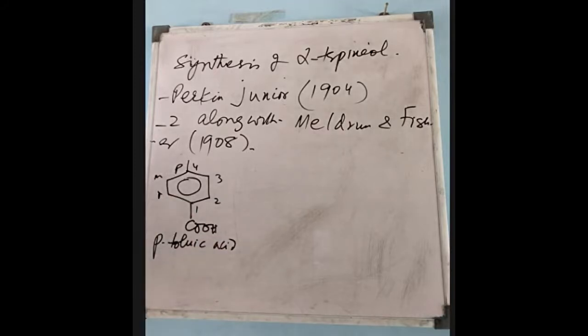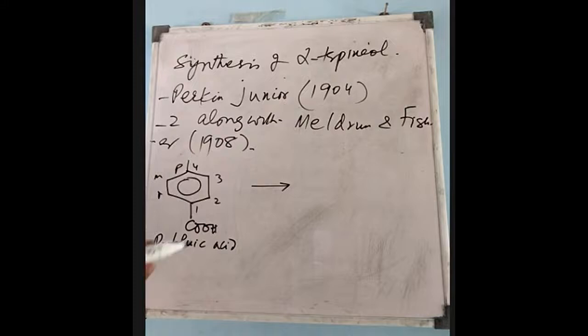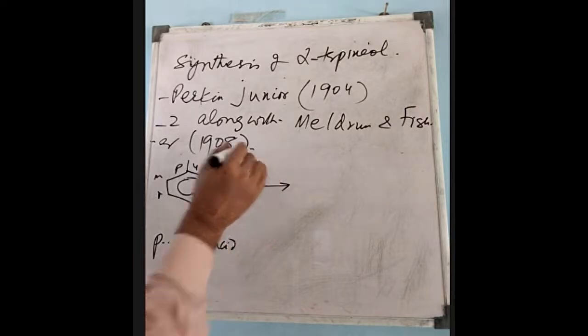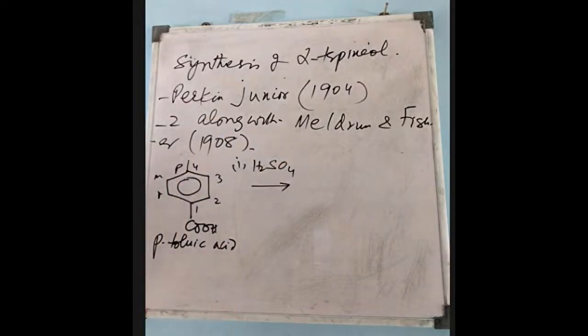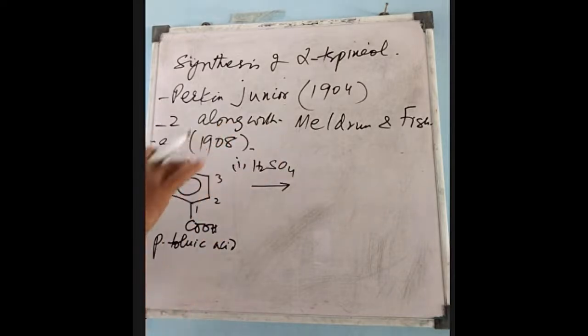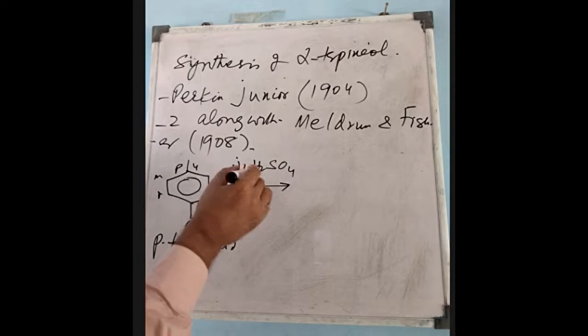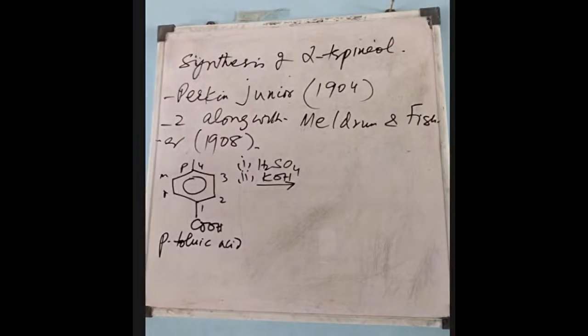So the reaction started with para-toluic acid, and one of the reactions is known as, what is the name? I exactly don't remember. Koch reaction, in which hydroxylation is carried out. In that reaction, any aromatic compound is treated with sulfuric acid. Then sulfonation takes place. A sulfonic acid group is introduced into the ring. Then it is treated with potassium hydroxide base, so the sulfonic acid is converted into its potassium salt.